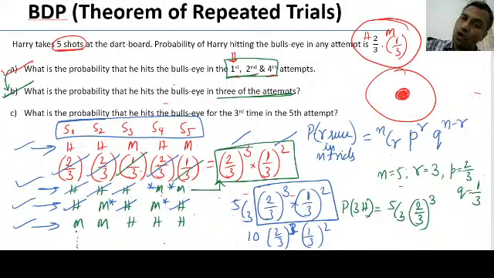If you want 3 successes, how many times should you fail? 2 times there should be a failure. What is the probability of failure? 1 by 3, 2 times. That is what precisely you wrote here.